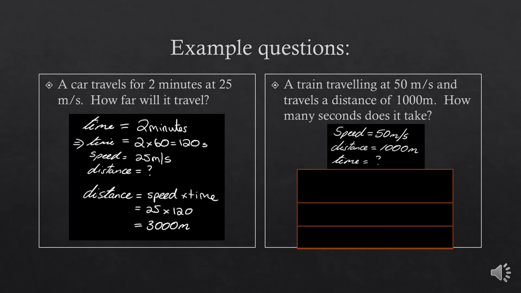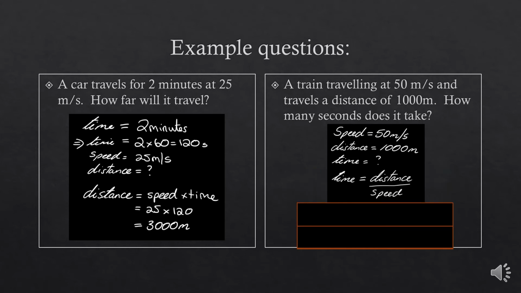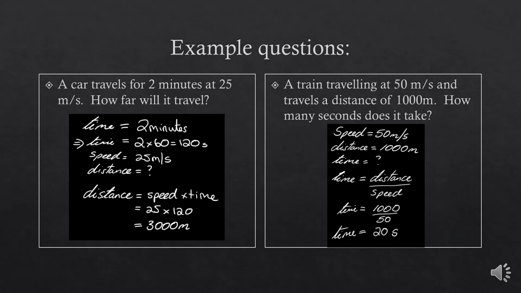I look at my triangle, and I write down the equation from my triangle. It says time equals, and as we saw before, time equals distance divided by speed. I put the numbers in from my question, so I've got the 1000 for the distance and the 50 for the speed. 1000 divided by 50 is 20, so my final answer is 20 meters per second.